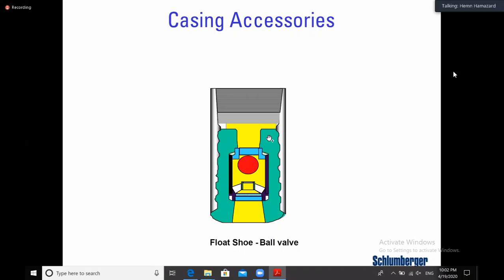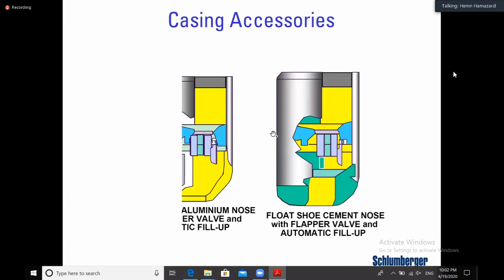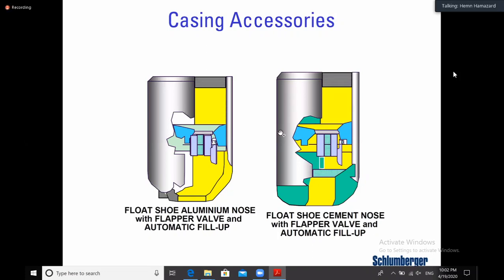So the float collar has 2 functions, like I said. First, to hold the wiper plugs. I'm going to show you an animation about the wiper plugs. And also it gives a backup for the float shoe. If the float shoe valve fails, the float collar can be the second option.